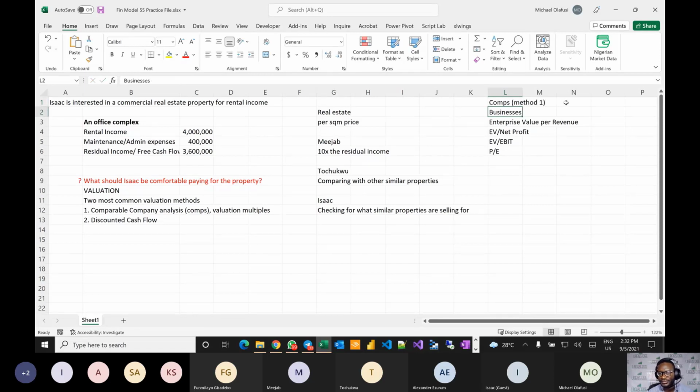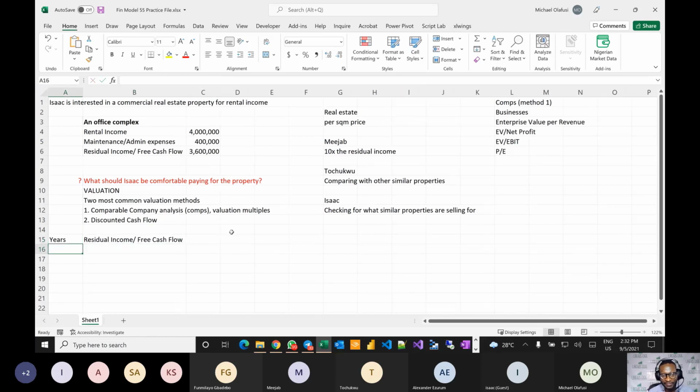Simply you doing a research. Now method 2, which is what we are focusing on today, the DCF says I'm going to take the different years, and I'm going to take the income, the residual income, which technically speaking, you are taking the free cash flow, right? And then I'm going to ask myself one important question.